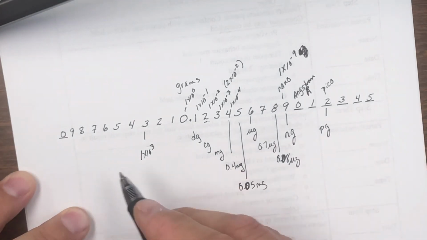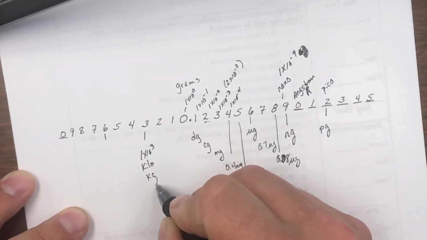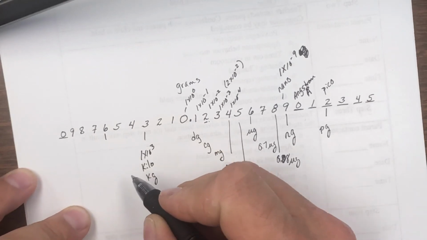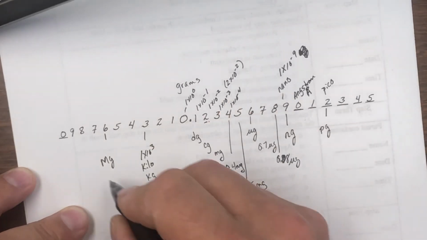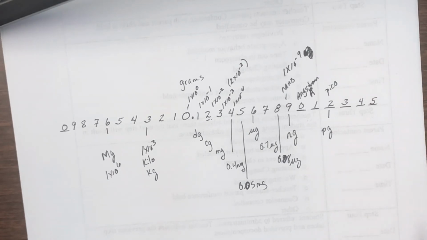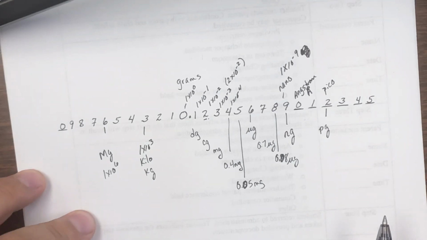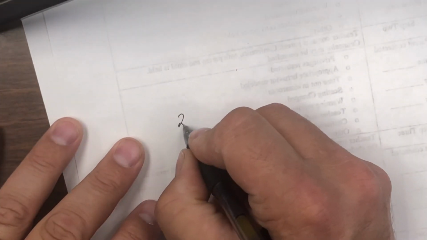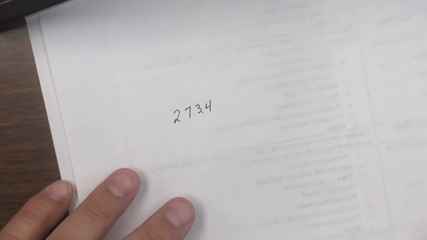So as we move back and forth, if this is a kilo, or if this was a kilogram, then after that would be a megagram. So that would be mg, or 1 times 10 to the 6 grams. 1 times 10 to the 6 grams is 1 megagram. So now let's look at this just a little bit further. Let's do one little conversion here, okay? And so let's say I have 273.4 micrograms.